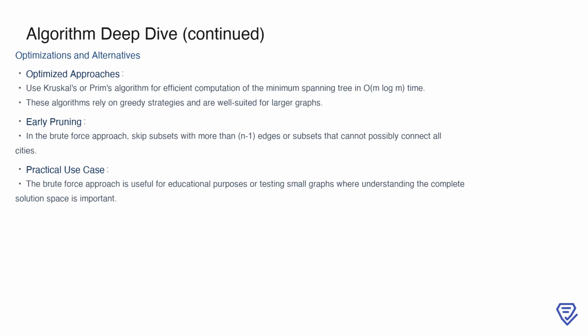Additionally, even within the brute force approach, we can implement early pruning techniques to skip subsets that contain more than n-1 edges or subsets that cannot possibly connect all cities. While the brute force method is valuable for educational purposes and for testing small graphs, Kruskal's and Prim's algorithms are the practical choices for larger and more complex networks where computational efficiency is essential.